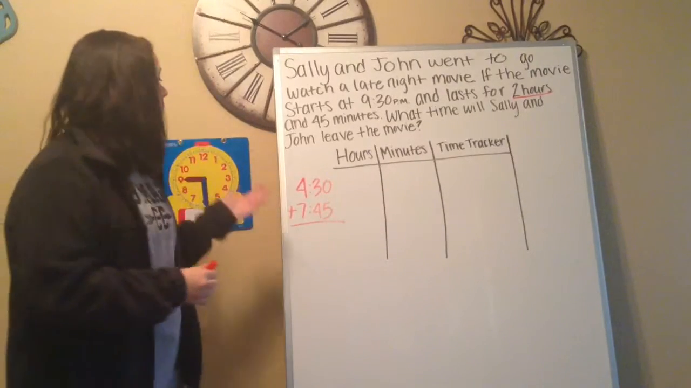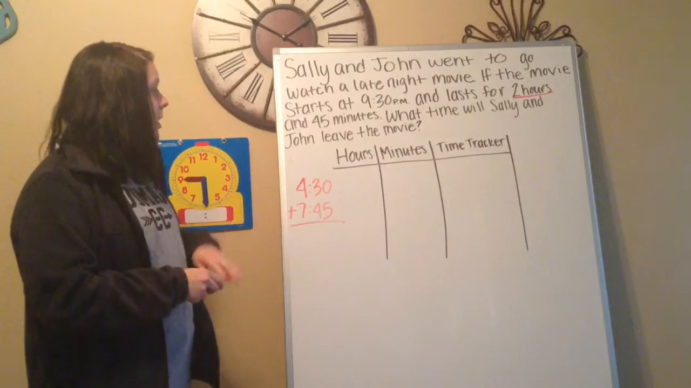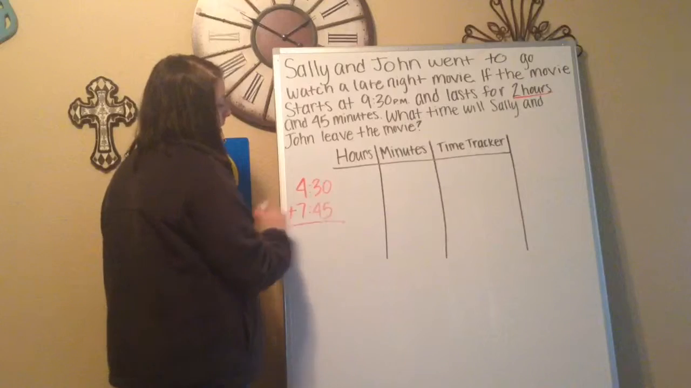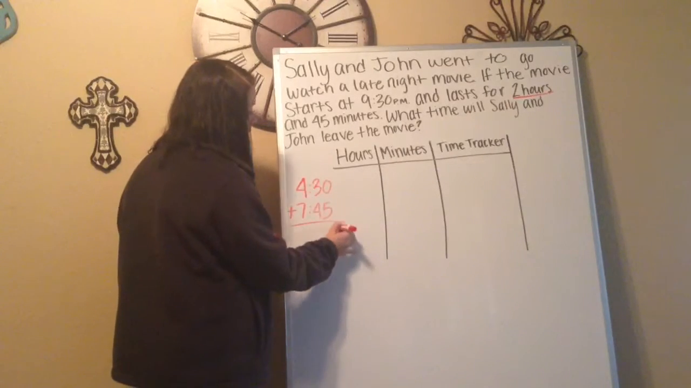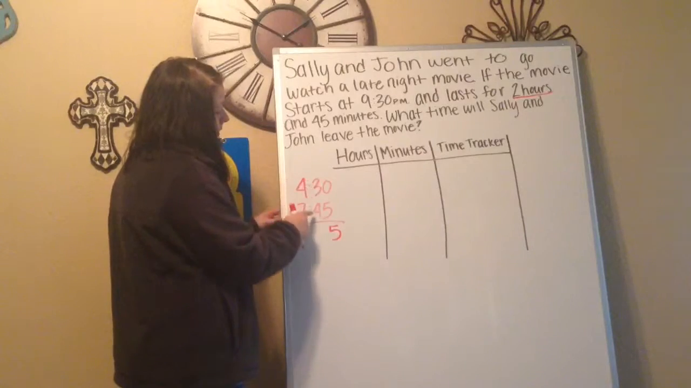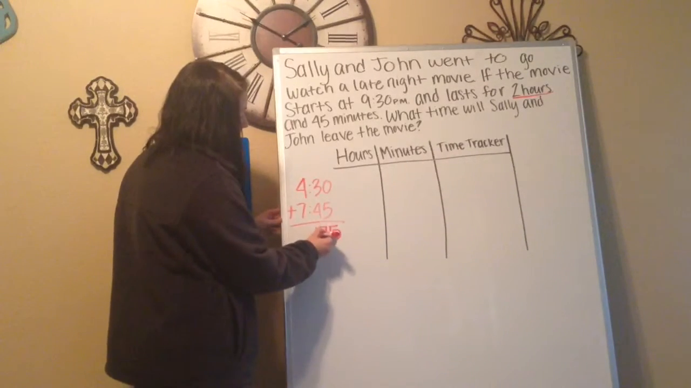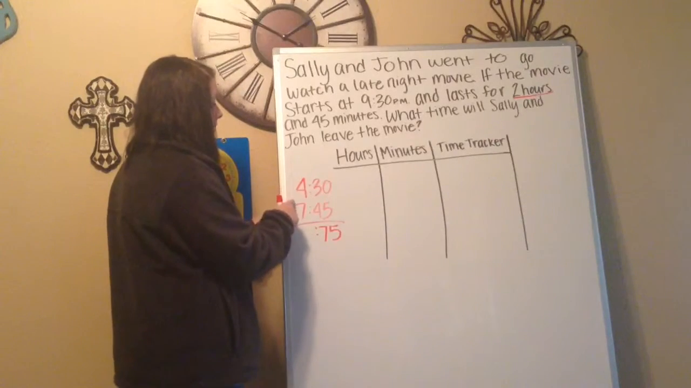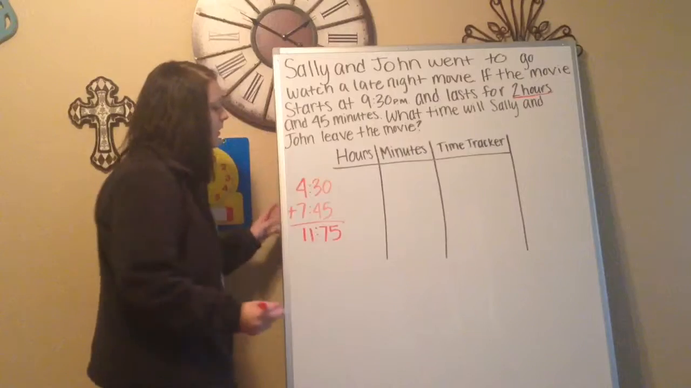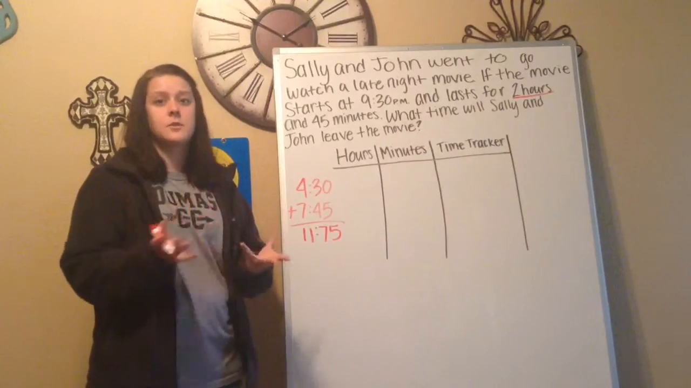For example, if we had 4:30 plus 7:45, we could add these numbers up, and in our ones place, we have 0 plus 5 equals 5. And in our tens place, we have 3 plus 4 equals 7. And then in our hundreds place, we would have 4 plus 7 equals 11. So, if you were doing regular addition and subtraction, this would be correct.